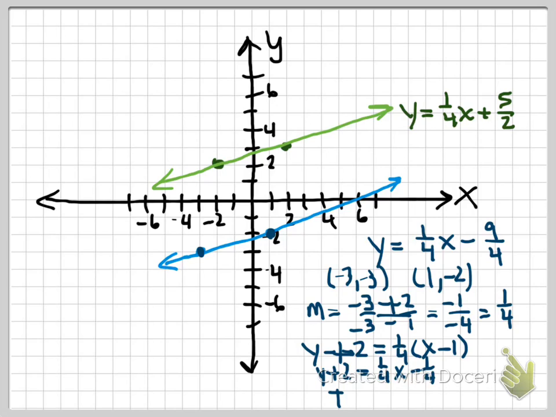So I have to subtract 2 from both sides, which I'm going to rewrite as -8/4. And because I've run out of room, I'll put it over here. And I get y equals 1/4 x minus 1/4 minus 8/4, and that is -9/4. Okay? So again, all I had to do is rename that whole number into a fraction that had 4 in the denominator. Okay, so let's go back.